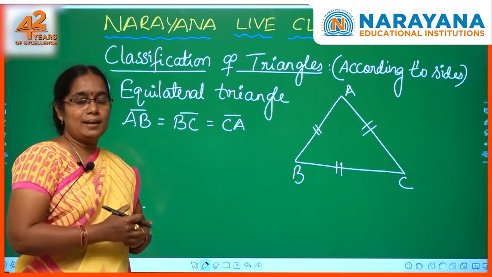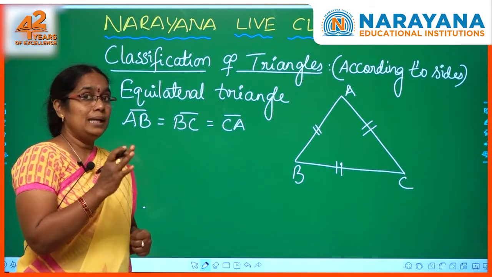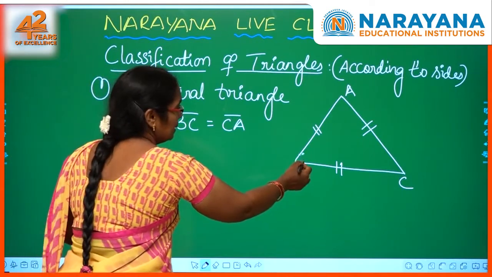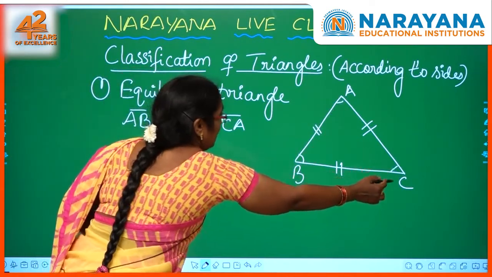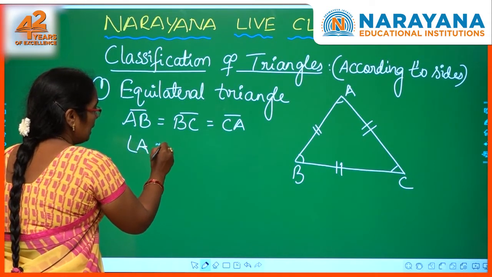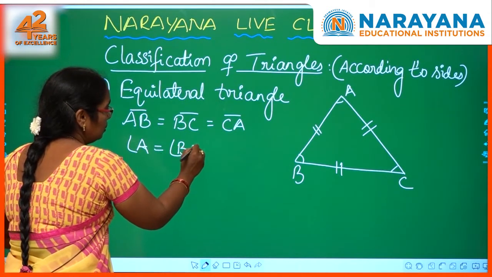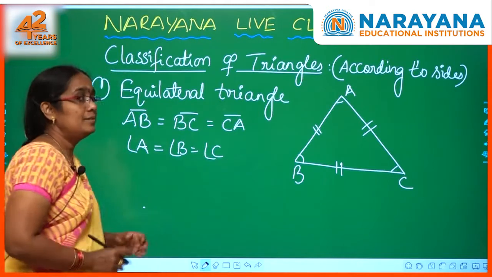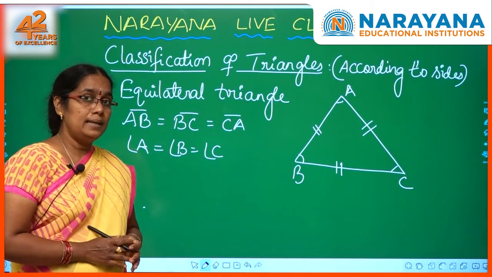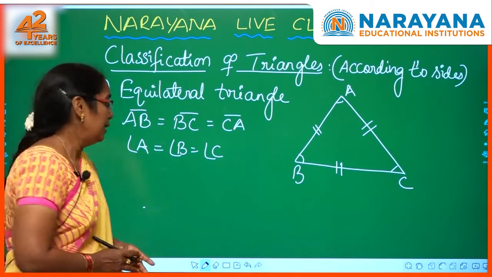Now in an equilateral triangle, not only sides, angles also will be equal. So what are the angles? Angle A, angle B, angle C. Their measures also will be the same. Angle A equal to angle B equal to angle C. Their angles also will be equal in an equilateral triangle. Okay. Next.